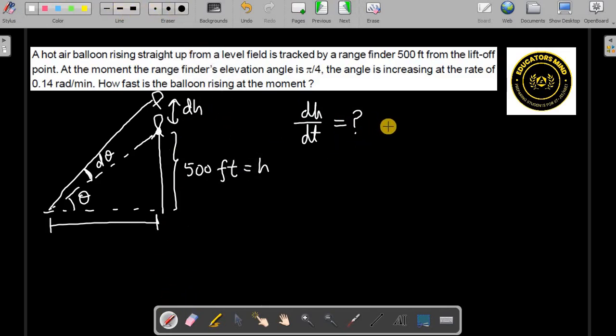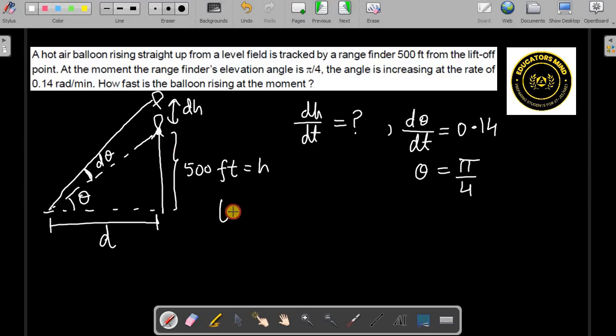So how do we calculate, and what else have they given? They have given d theta by dt. The rate at which it is changing is 0.14, and at a value of theta pi by 4 we need to calculate this. The angle is increasing at this rate. So how do we calculate it? This distance is constant, so what we can do is apply trigonometry, isn't it?